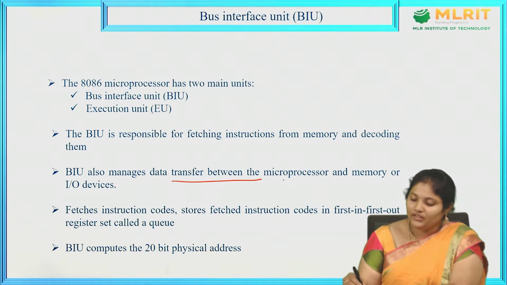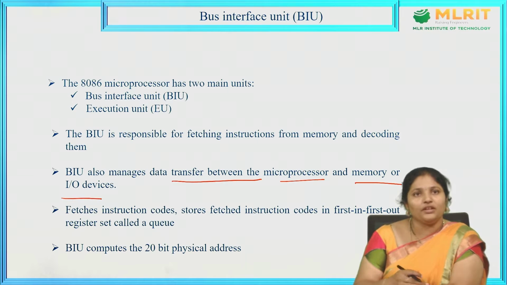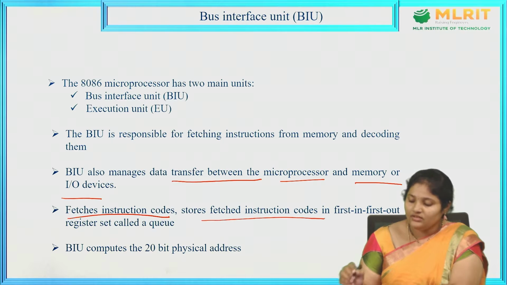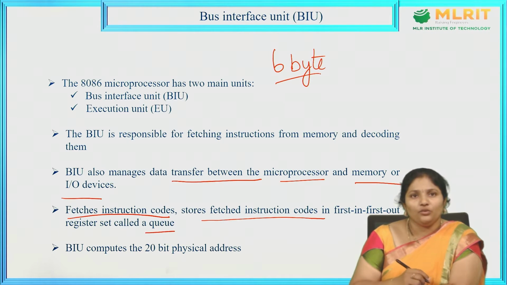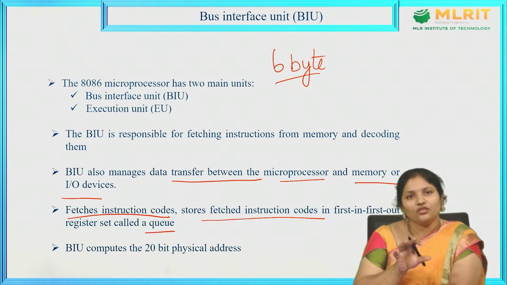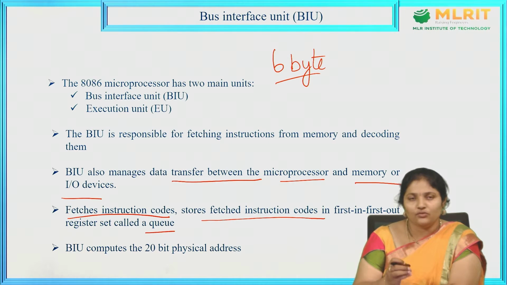So the BIU is responsible for fetching instructions from memory and decoding them, and it transfers the data between the microprocessor, memory or input-output devices, any external devices interfaced to the 8086 microprocessor. It also fetches the instruction codes and stores them in the queue. Here the queue is a 6-byte queue. Why 6 bytes? Because the maximum size of an instruction in 8086 is 6 bytes, so to store the complete instruction at one time we are using a queue.